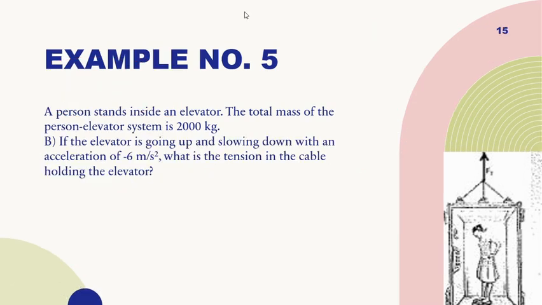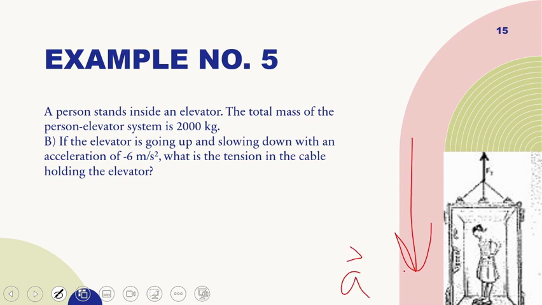Example number 5, part B. If the elevator is going up and slowing down with an acceleration of negative 6 meters per second squared, what is the tension in the cable holding the elevator? When you're slowing down, acceleration points opposite your direction of motion, or in this case, down. And since acceleration and the net force point in the same direction, this means that the downward forces acting on the system are greater than the upward forces.